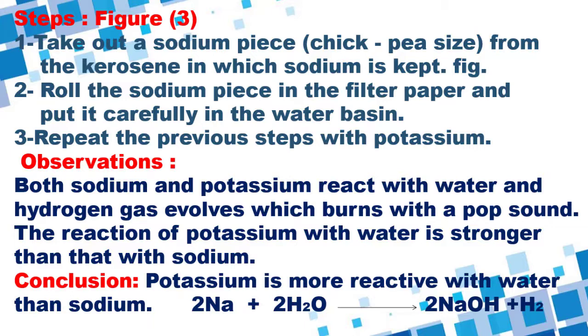If potassium or sodium reacts with water, sodium plus water produces sodium hydroxide and hydrogen evolves, and the chemical equation of this reaction is 2Na + 2H2O → 2NaOH + H2. So the fire of sodium or potassium must not be put out with water, because if you add water to the fire of sodium, the sodium reacts with water forming sodium hydroxide and hydrogen evolves, which burns with a pop sound. It is forbidden to put out the fire of sodium with water.